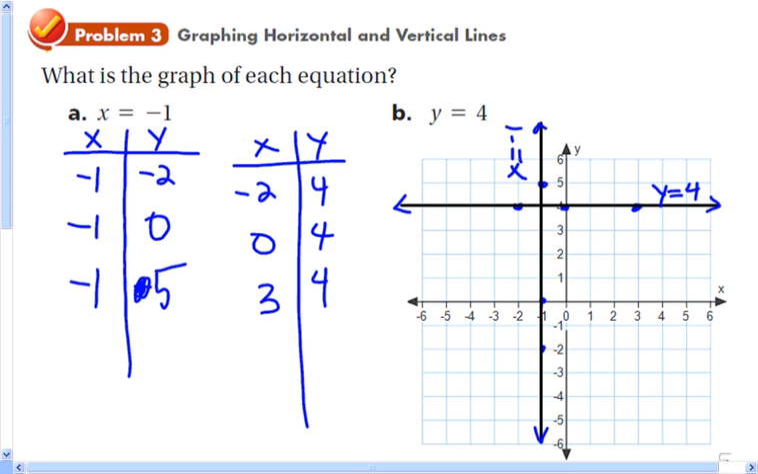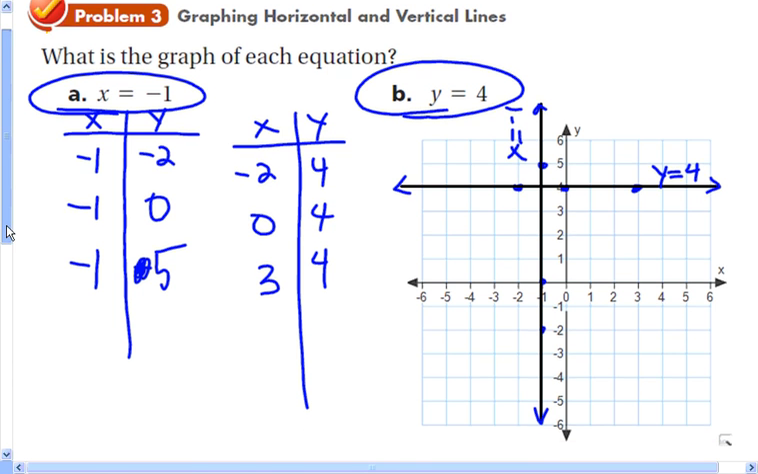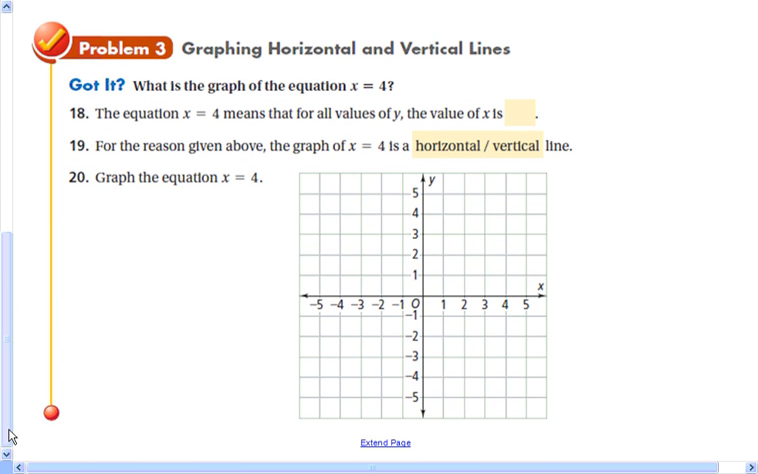So, an equation like this, where y is equal to something, is a horizontal line. An equation like this, where x is equal to something, is a vertical line. Go ahead and try that.